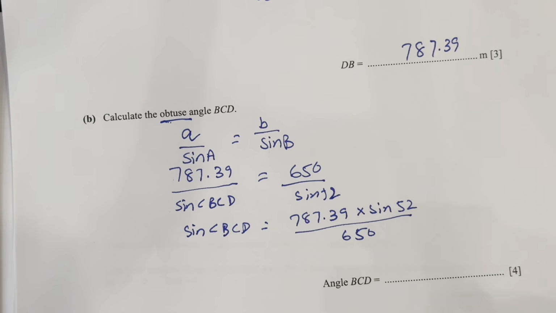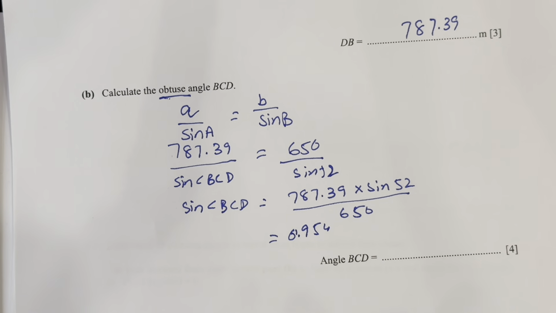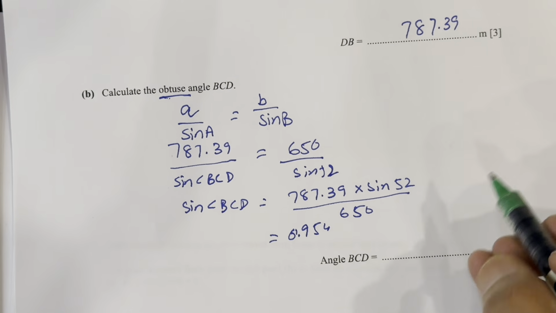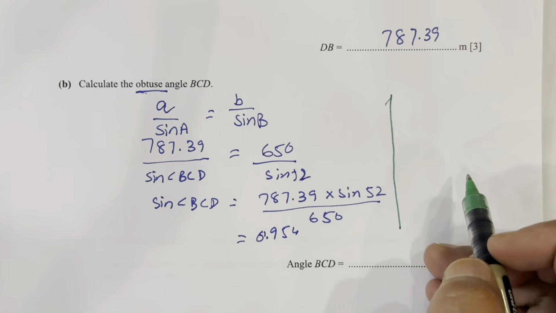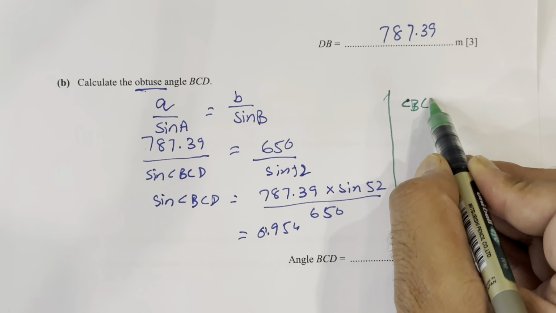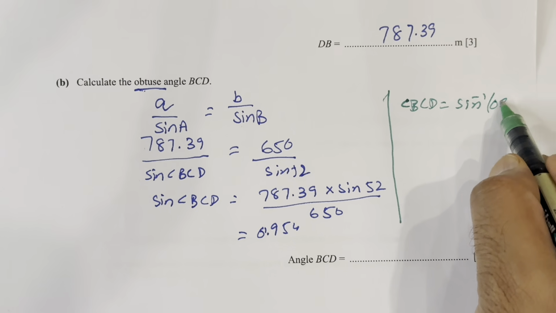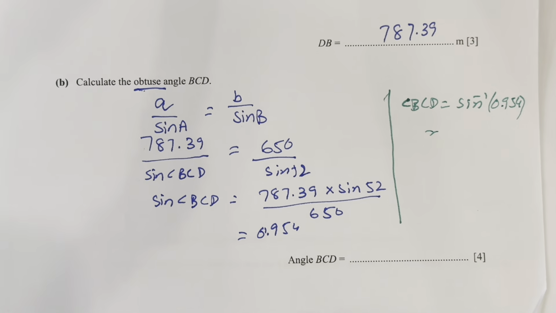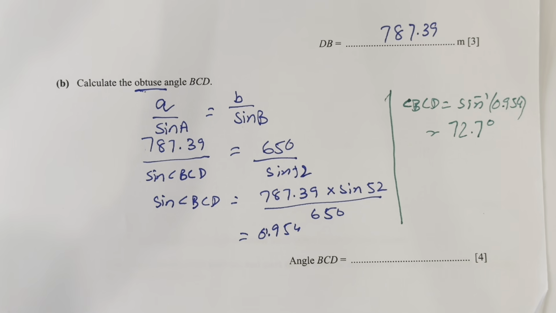The angle value would be this, 0.954. Now we will take the inverse of 0.954. Here we are showing the rest of the calculations. Angle BCD is sine inverse of 0.954, and the value will be 72.66, and you're going to round it off to 72.7 degrees.